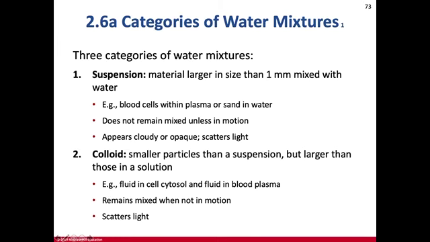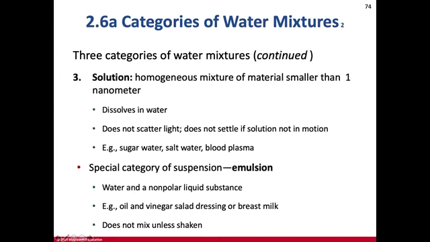A colloid's different. A colloid has smaller particles than a suspension does, but they're larger than the solution particles, and they remain mixed upon standing. A colloid will scatter light. An example of a colloid is Jello. After you make the Jello, you've got proteins that are suspended in water, and they actually form a semi-solid colloid mixture. But upon standing, the proteins don't settle out.